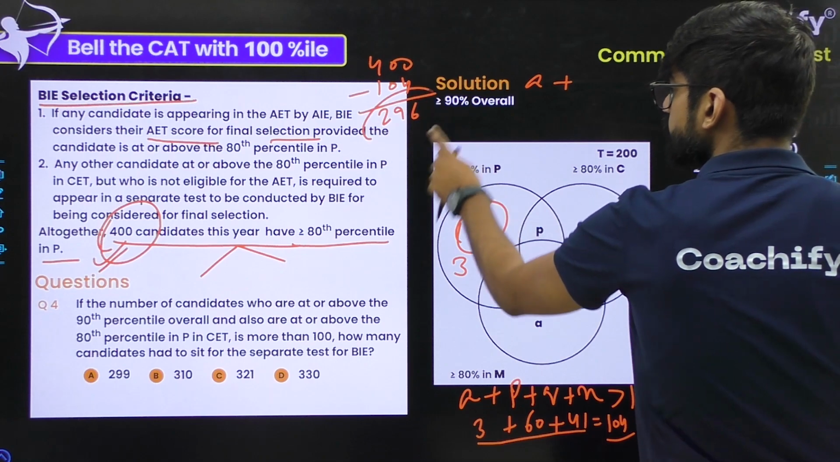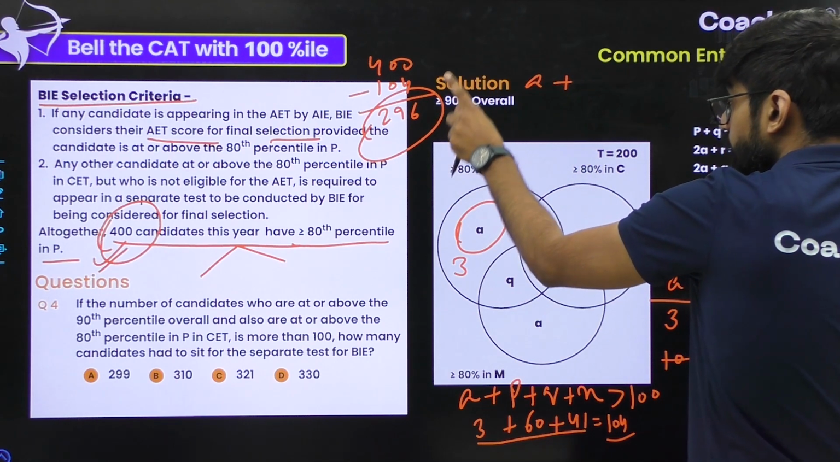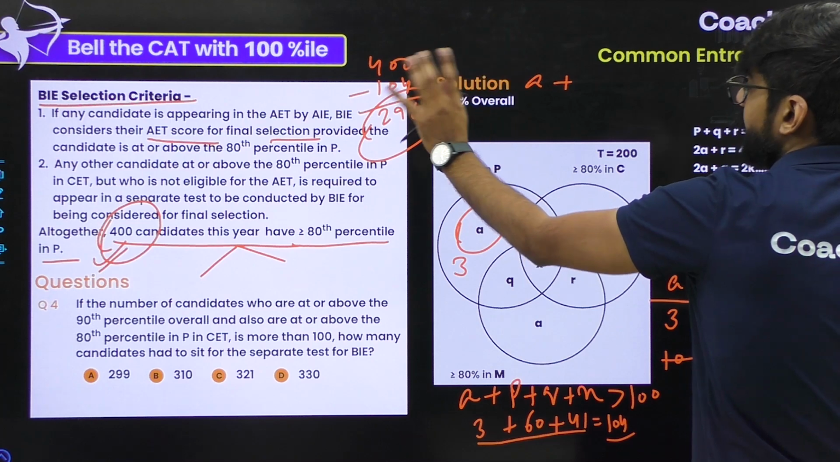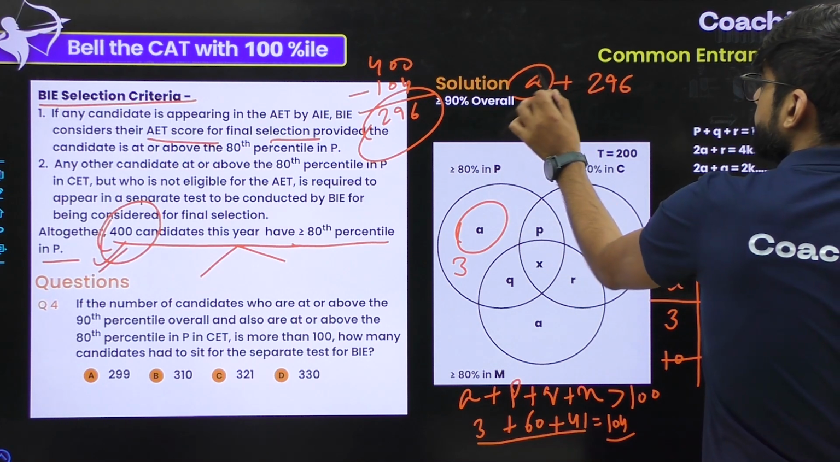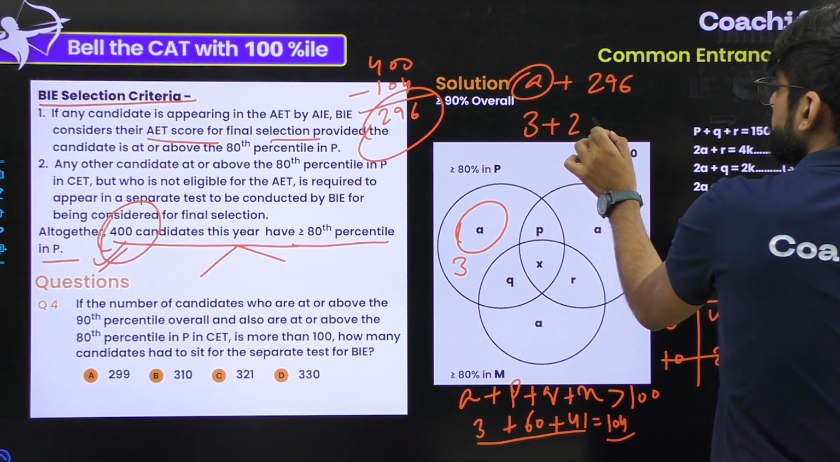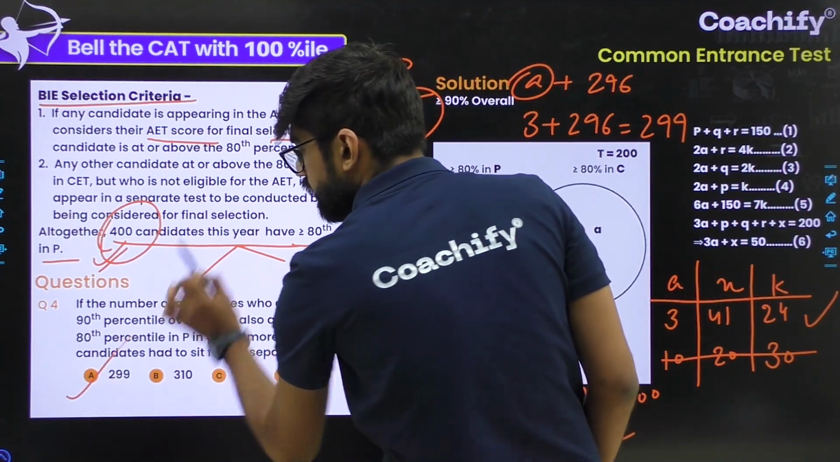So 296 are such candidates who are scoring at least 80 percentile in P, but they are not scoring overall at least 90 percentile, right? So 296 will also be there. And what is the value of A? It is nothing but 3. So 3 plus 296, my answer is 299, which is A option.